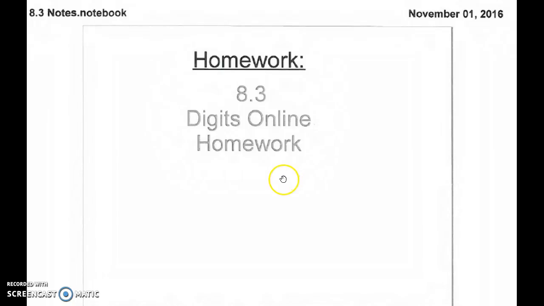We need to get those retaken this week because next week we need to start focusing on your big topic 5-8 test. So I'd really like to get the topic 5-8 quiz retaken as soon as possible. If you want to retake, the retake practice is already out there on Digits.